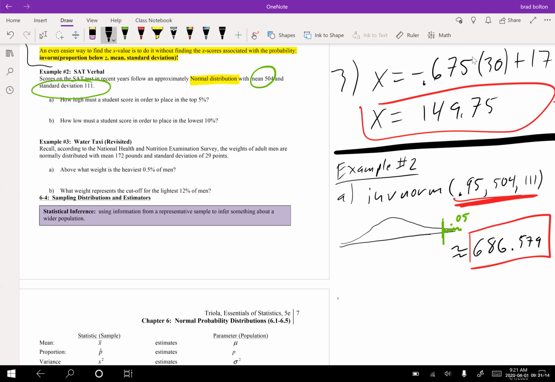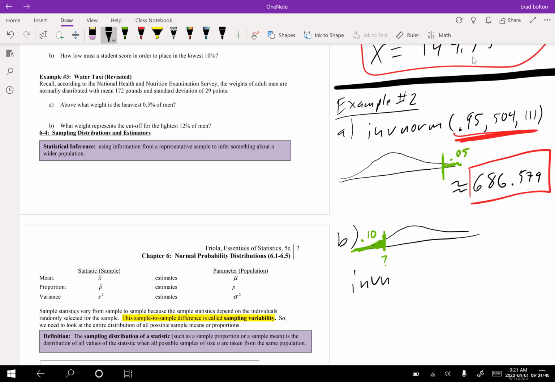Okay. Part B. How low must a student score in order to place in the lowest 10%? Now this is a little bit easier. We don't have to outsmart the calculator, right? Because the lowest 10%, we know that's going to be over here somewhere, right? So what number would that be? And we know that that's 0.1, but the calculator already does it in that order. So we're going to go straight into inverse norm, 0.10, comma 504, comma 111. And we're going to get our answer.